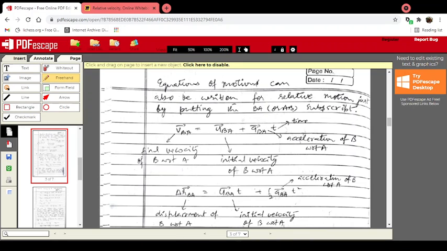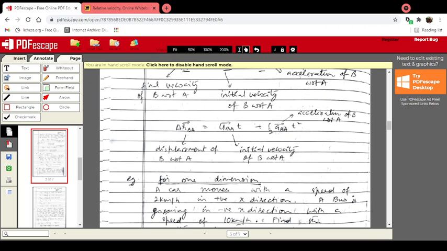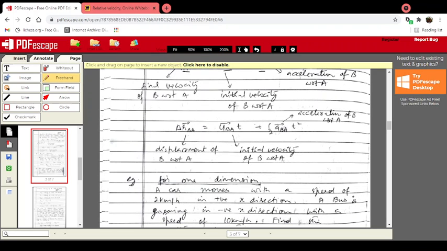What we did was that we simply put a subscript BA beneath the velocities and accelerations in the whole equation to get the requisite equation. Similarly, we can use this idea for the cases of displacement of a particle in time t. When we are talking about displacement of the particle, we use the equation delta r is equal to ut plus half at square.